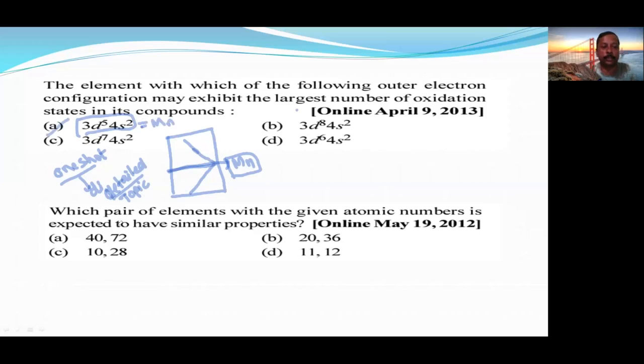Now let's try the next question. Which pair of the elements with given atomic number is expected to have similar properties? Similar properties depend upon the similar electronic configuration. See, you can imagine, in 2012 May 19, this type of question was asked.